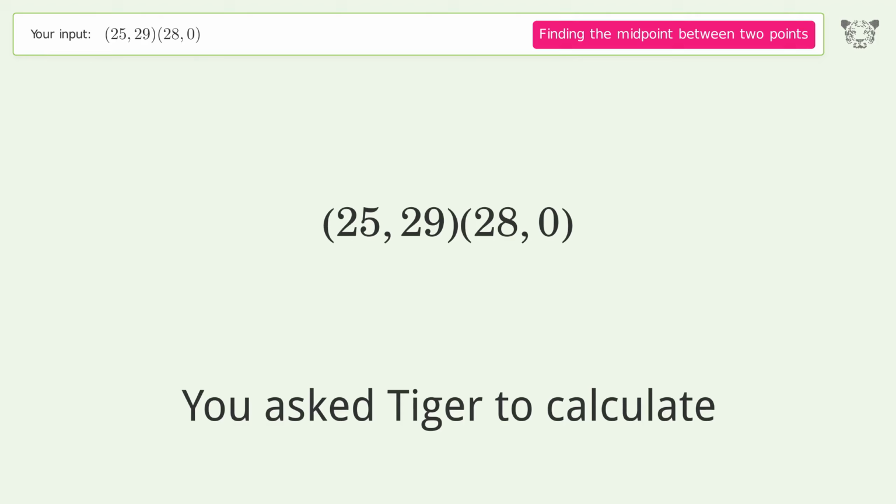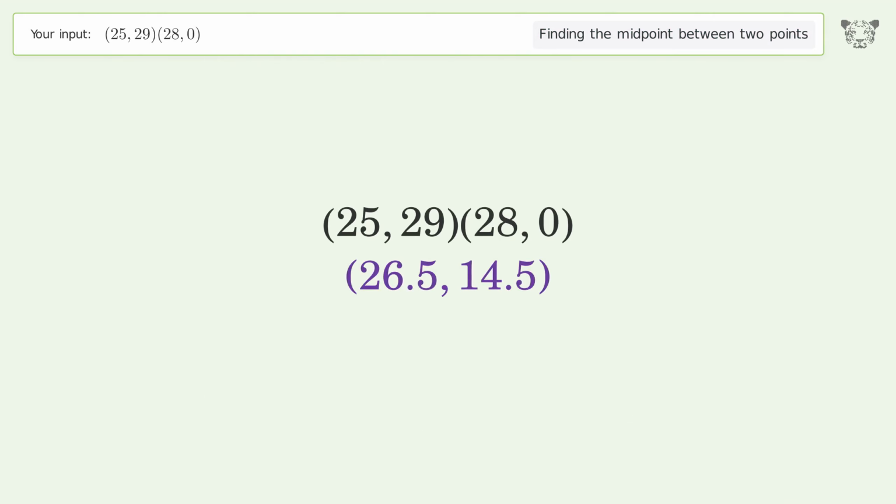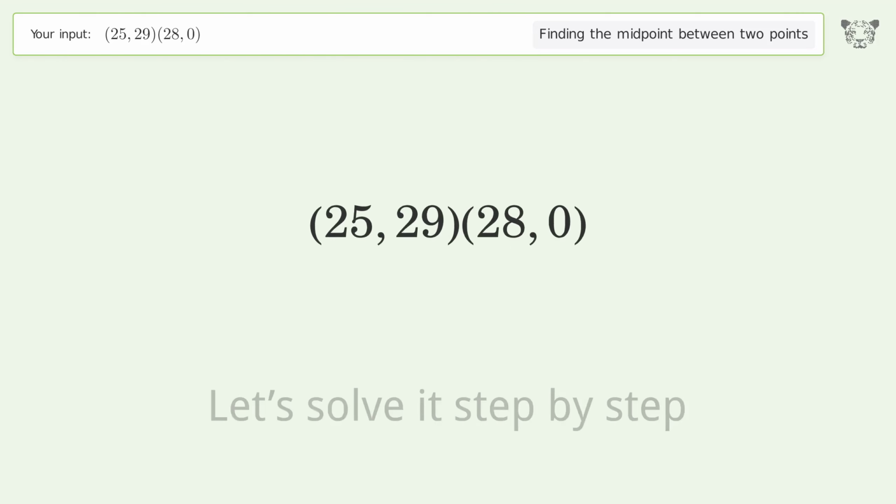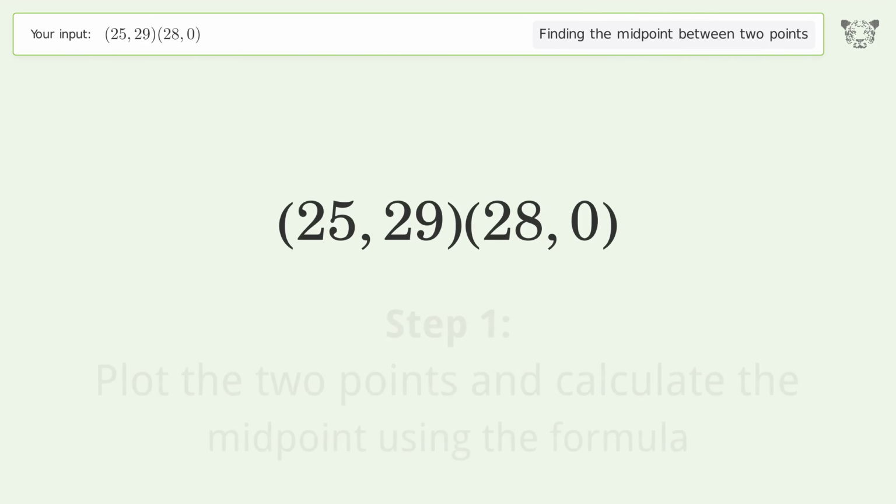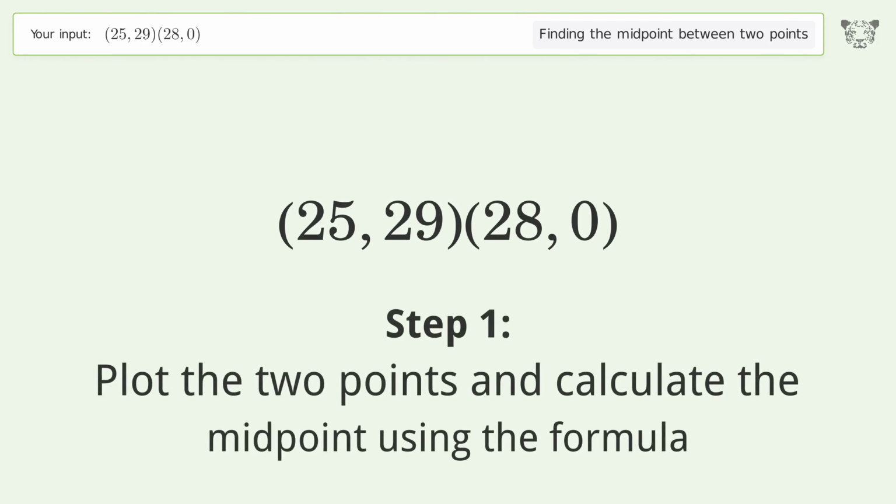You ask Tiger to calculate. This deals with finding the midpoint between 2 points. The midpoint between the 2 points is 26.5, 14.5. Let's solve it step by step. Plot the 2 points and calculate the midpoint using the formula.